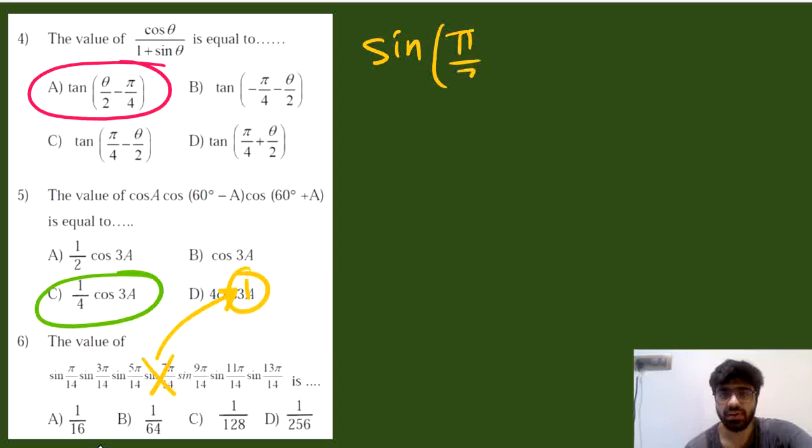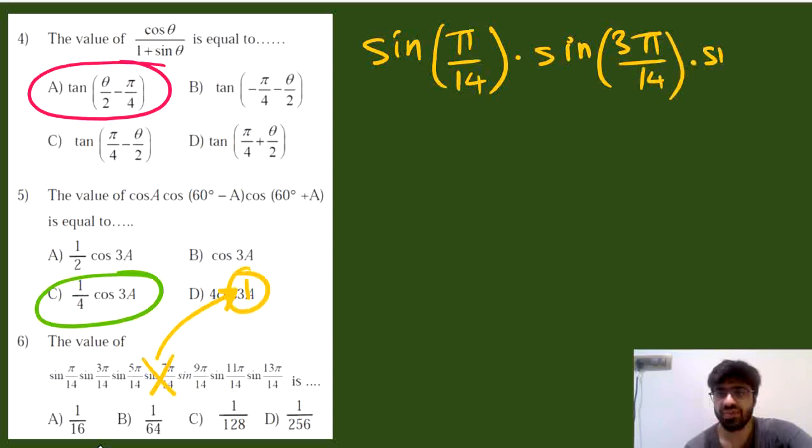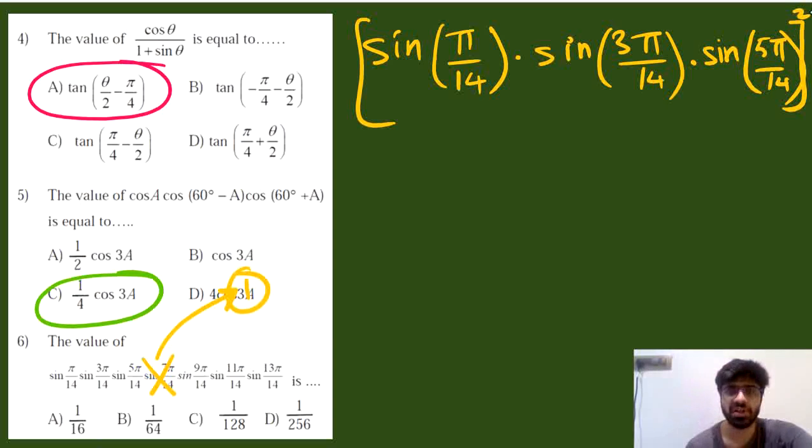sin pi by 7, sin pi by 14 into sin of 3 pi by 14 into sin of 5 pi by 14, square. Now, whenever we have terms in multiplication, it is easier to deal with cos than to deal with sin. So this term will be converted to cos in this manner.